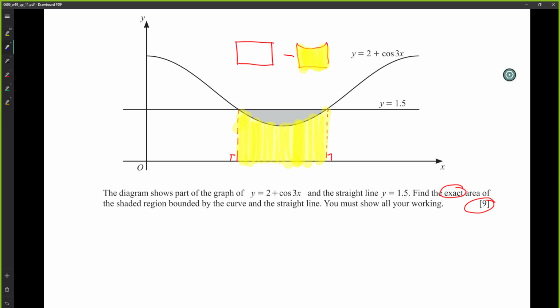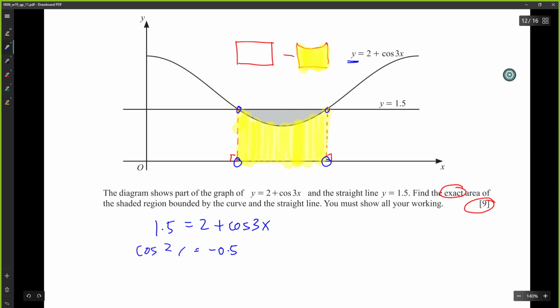How am I going to get the area under the curve? I need to have these 2 values. So how to get these 2 values? These are the intersection points, right? So I just plug the 1.5 into the equation. So 1.5 equals 2 plus 2 cos 3x, and you will have cos 3x equals negative 0.5, because I moved the 2 over to minus it.